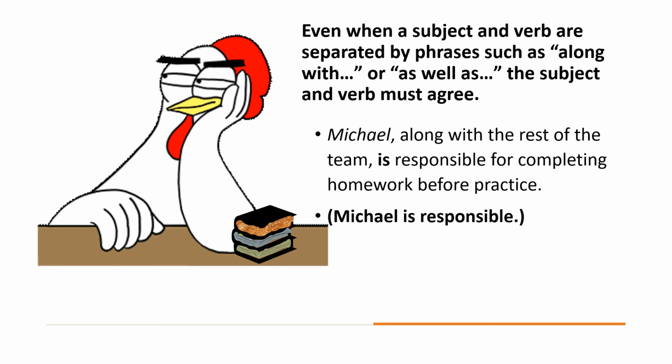Now, even when you have a subject and a verb separated by phrases such as along with or as well as, the subject and verb still must agree. So let's look at this sentence about Michael. Michael, along with the rest of the team, is responsible for completing homework before practice. Michael is responsible for completing his homework. So the sentence is about Michael having to complete his homework. So it says Michael is responsible.